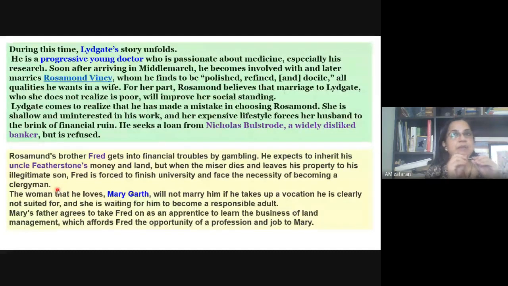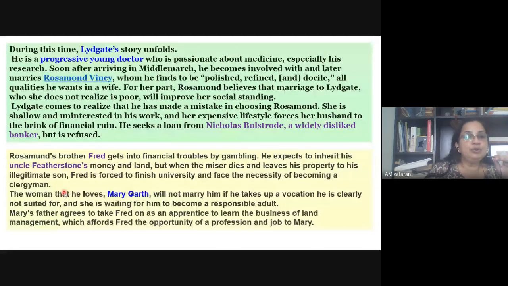So Fred was banking on getting the inheritance of his uncle. But the uncle, when he dies, leaves all his property and wealth to his illegitimate son, leaving Fred with nothing. And faced with this situation, Fred has no choice but to go into university, finish his education, and probably join the church. Now, as a person, his personality is not something that would make him a good clergyman.